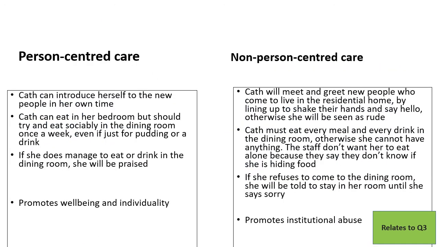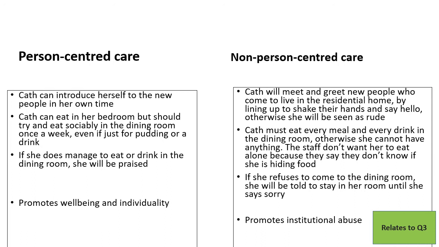So we're going to look at two ways of working with Kath. We're going to look at person-centered care and non-person-centered care. So with person-centered care, Kath can introduce herself to the new people in her own time. Kath can eat in her bedroom, but should try and eat sociably in the dining room once a week, even if it's just for a pudding or a drink. If she does manage to eat or drink in the dining room, she will be praised. It promotes well-being and individuality.